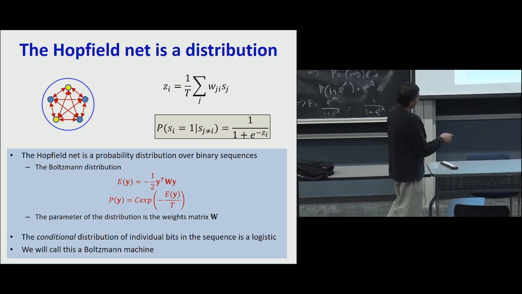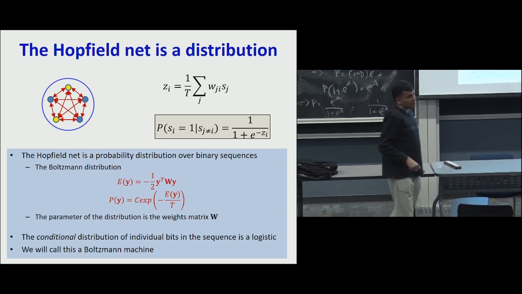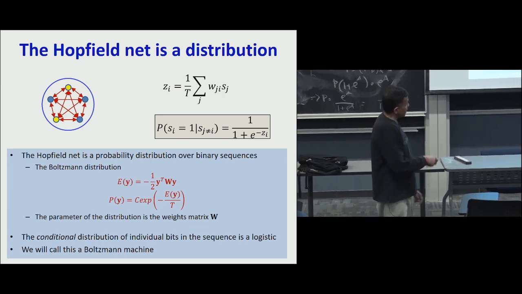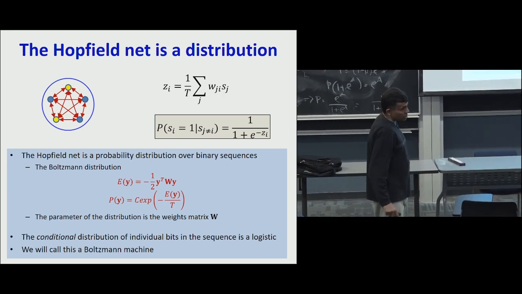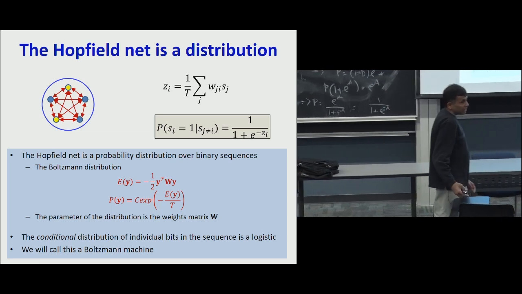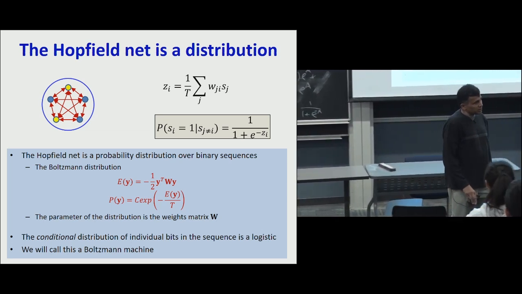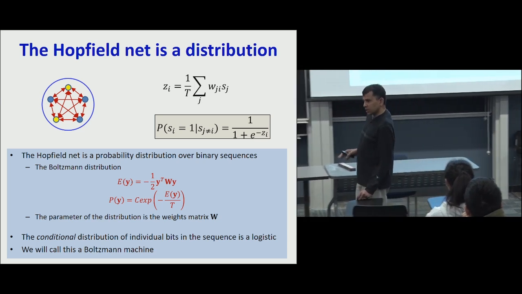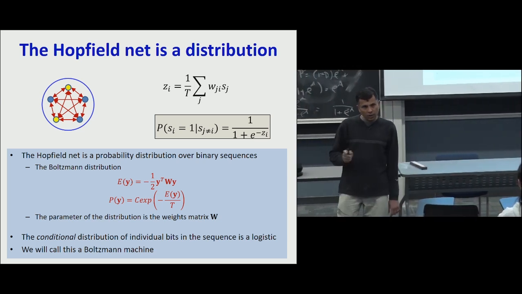This whole thing has now converted your Hopfield network to a stochastic machine. And specifically, the stochastic machine is using a probability distribution, which is basically your Boltzmann distribution, but without the Boltzmann constant, right? So we're going to call this a Boltzmann machine. Okay?